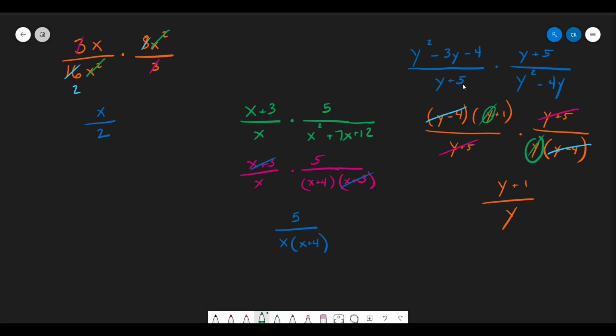If this was just y up here, if it wasn't y plus 1, then of course you could, like we did over here. The x squared and the x squared were individual terms. Okay? So make sure that you do not cancel those y's. That is completely wrong. So we have a y plus 1 up top. We have a y on the bottom. This would be my final answer. Just y plus 1 over y.